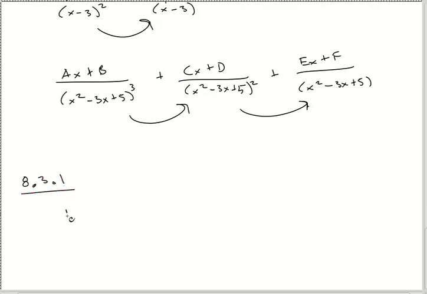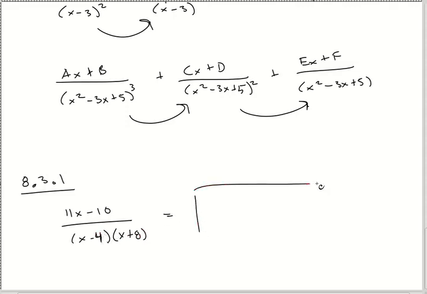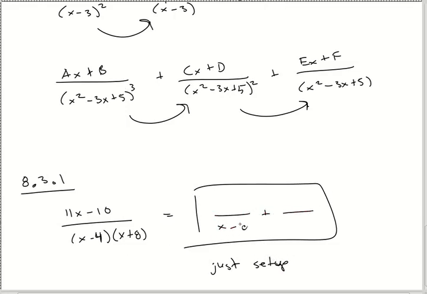831. Here we go. I've got 11x minus 10 divided by x minus 4 and x plus 8. Now the cool thing about these first few problems, it's just setting it up. Just the setup. Like what you've been seeing me do with the a's and b's and stuff. And so I need to set this up. Well, there's 2 different factors. They each get their own fraction.